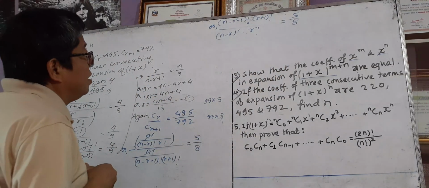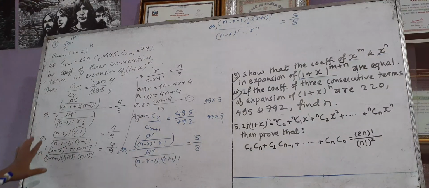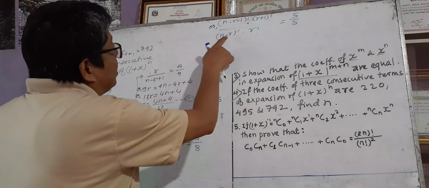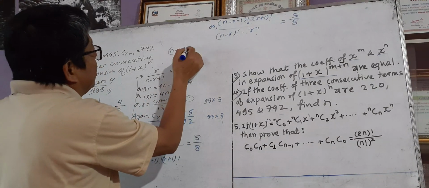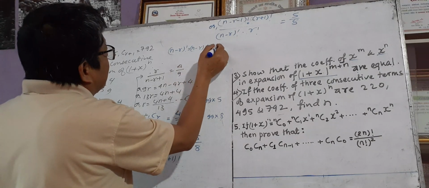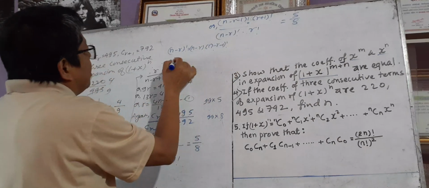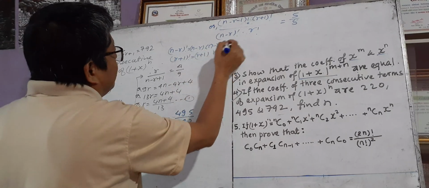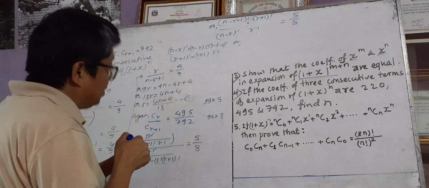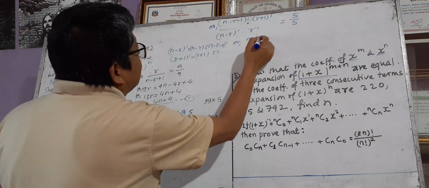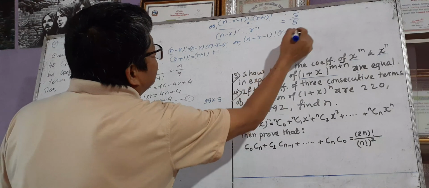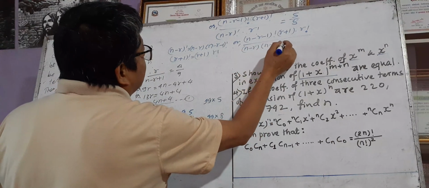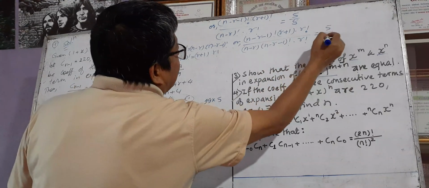Look at it now. Here we have changed this to get this factor. Similarly, here we change this to get this one, because (n minus r) factorial is (n minus r) times (n minus r minus 1) factorial, the same factor. Similarly, (r plus 1) factorial is (r plus 1) times r factorial. So using this result, to get the common factor, we write n minus r unchanged, r plus 1 in this form, and (n minus r minus 1) factorial and r factorial, and this is equal to 5 by 8.